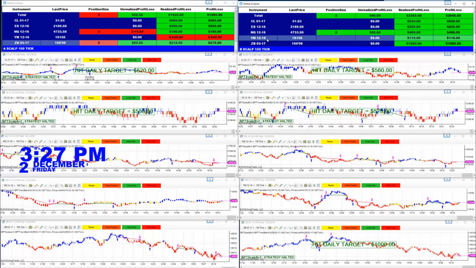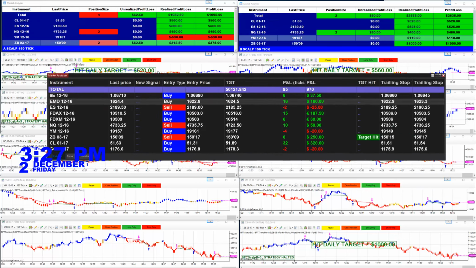And then let's go look at the 30-year Treasury bond on the B scalper. We will find that on the B scalper we have 1,000, and the closer we get to the holidays, the more.